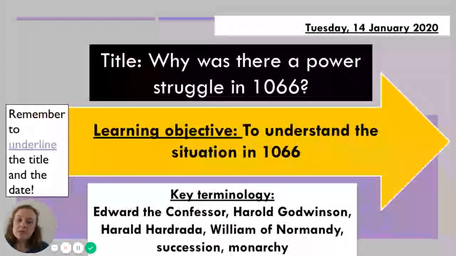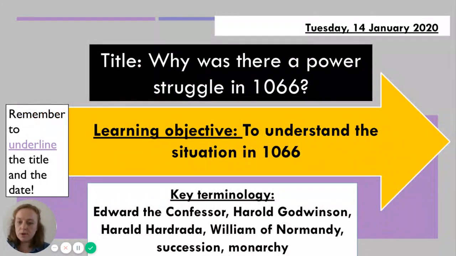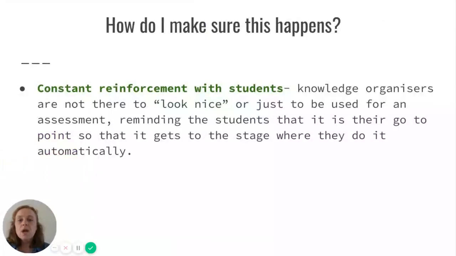So this is an example from Year 7. This is contenders to the throne, and in my key terminology, I've got the names of 4 contenders to the throne, which is on the knowledge organiser, and also 2 key terms linked to that as well, succession and monarchy, which are also on the knowledge organisers too. And it's, again, reinforcing the use of it for key terms.